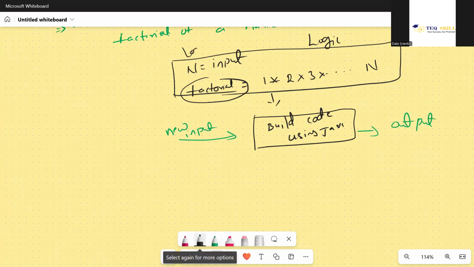The logic could be a common thing, and for that logic we are building the code. Once you build the code, if I give any new inputs, you will get the output. For example, if I give 5, we get 120. If I give 4, we get 24. I need a response, guys. If I'm not getting the response, then there is no point.